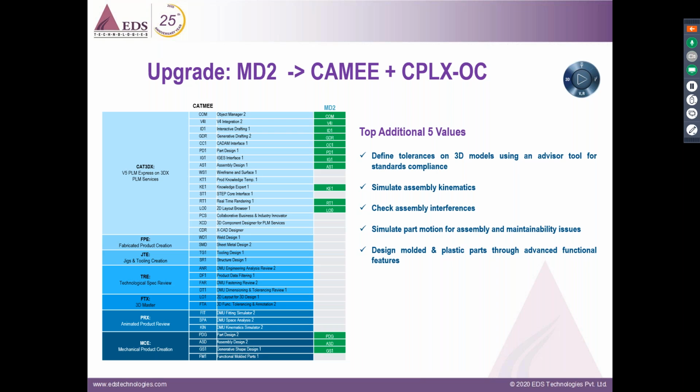So in this package, you will be able to get additional modules like kinematic simulation, which is otherwise a costly affair if you are buying separate kinematics. Here we are providing kinematics as a part of it, space analysis for checking the assembly interferences. Then you can also make use of fitting simulations to simulate part motions for assembly and maintainability issues. Then FM1, that is design molded and plastic parts through advanced functional features.